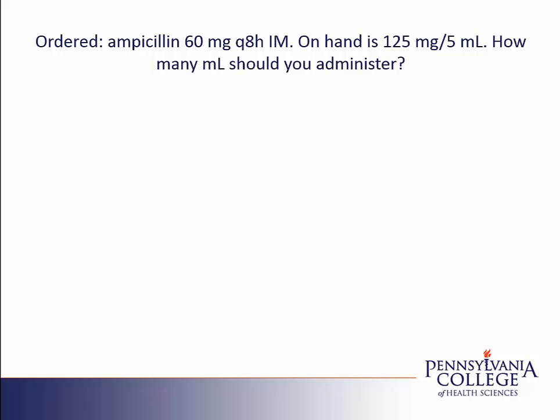We are solving a dosing problem. Let's take a moment to read the problem. Ordered, ampicillin 60 milligrams every 8 hours as an IM injection. On hand is 125 milligrams per 5 milliliters. How many milliliters should you administer?